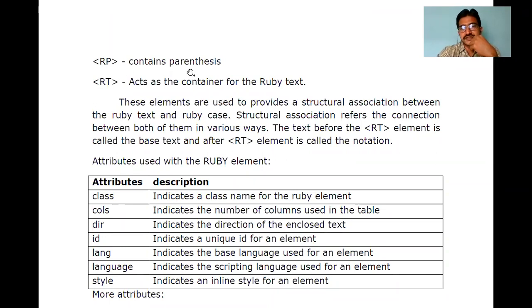RP is for parentheses. You use RP for parentheses, because a mathematical equation can consist of a sub equation in parentheses like this. When you want to insert any text inside those parentheses, you can use RT. So RP is for the parentheses, and RT is the Ruby text you want to insert in the Ruby parentheses. RP stands for Ruby parentheses, RT stands for Ruby text.